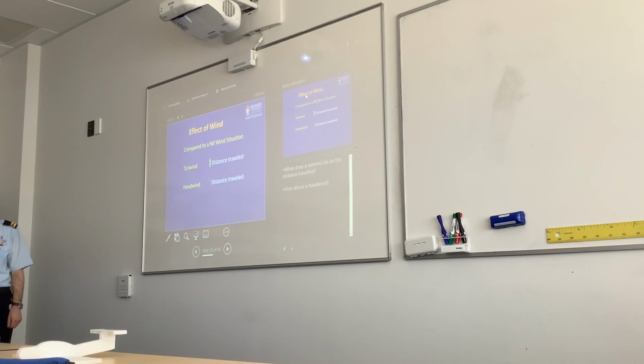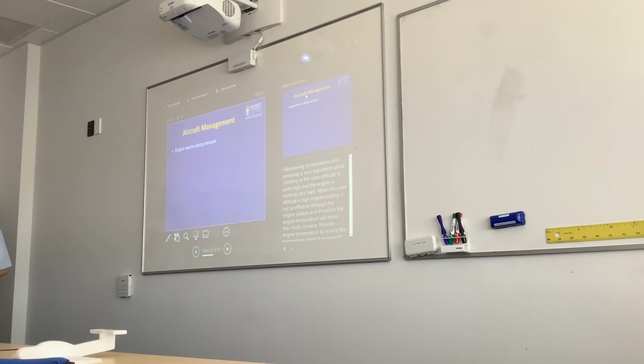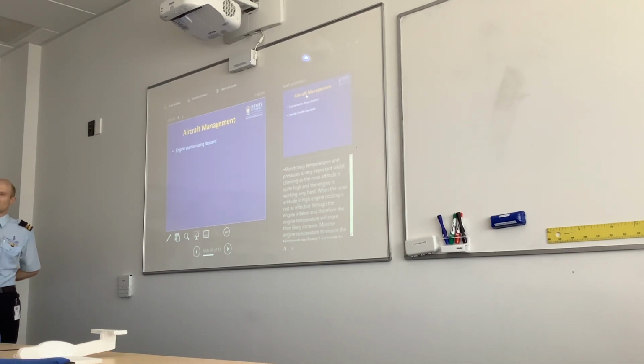So there's your summary. Again, should just be questions, and that brings us to aircraft management. So there are a few new things here today. Once again, I'm going to continue transferring responsibility of aircraft management over to you. It's important for us to do engine warms during the descent if we are doing a glide descent. We don't want the engine to shock cool.